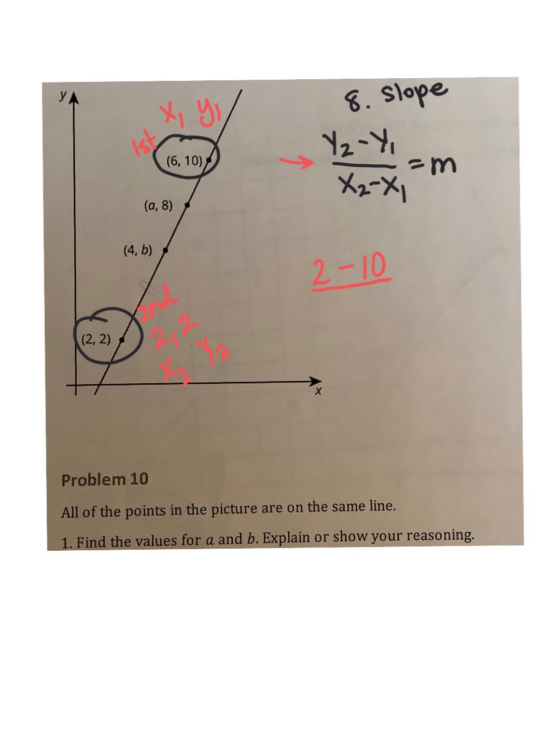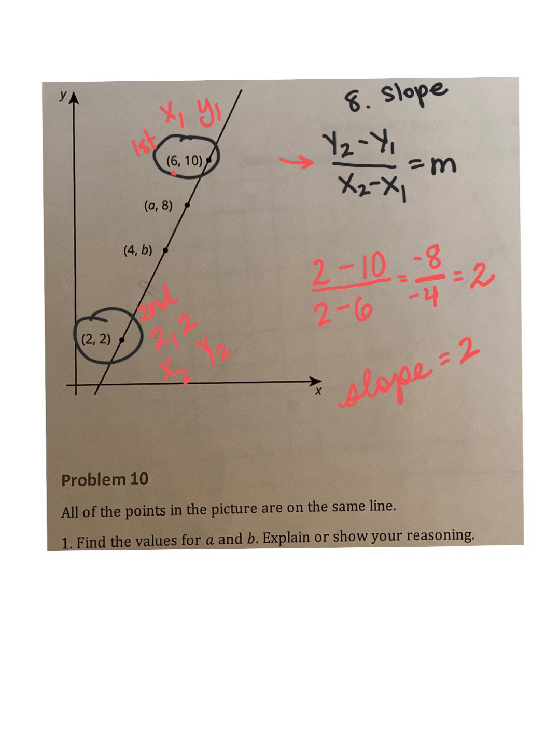And in the denominator, we do the opposite. x2, which is 2, minus x1, which is 6. And we subtract. 2 minus 10 is negative 8. 2 minus 6 is negative 4. Remember that your fraction bar tells you to divide, and negative 8 divided by negative 4 is 2. Therefore, the slope of this line is 2.